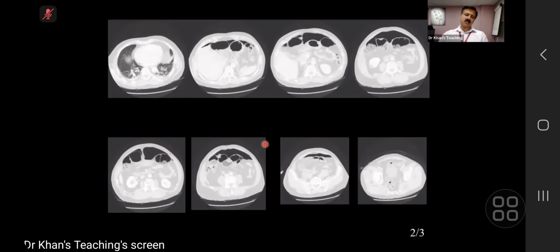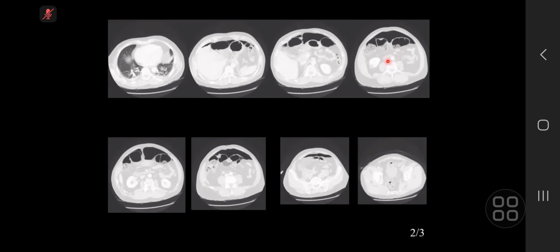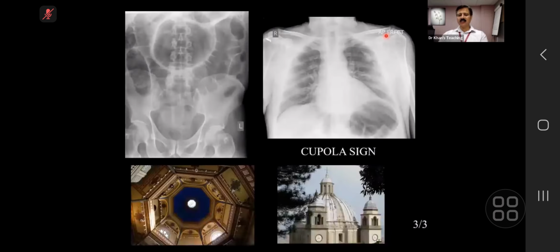So this is the CT of the same case, and do you see any pneumoperitoneum? There is pneumoperitoneum, quite a large amount. Is it gross pneumoperitoneum? Yeah. Agreed? Mm-hmm. Where is it sitting? It is sitting here in the center, and this is what we call the football sign or the cupola sign.